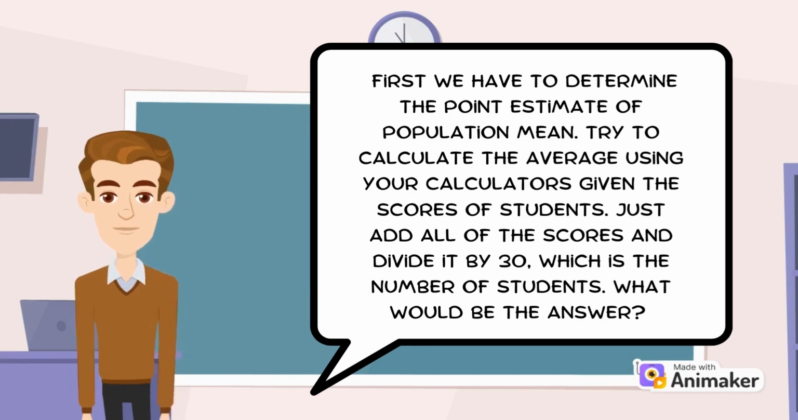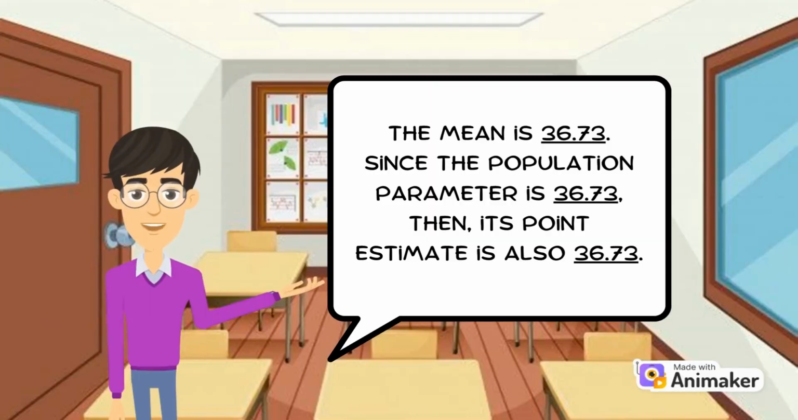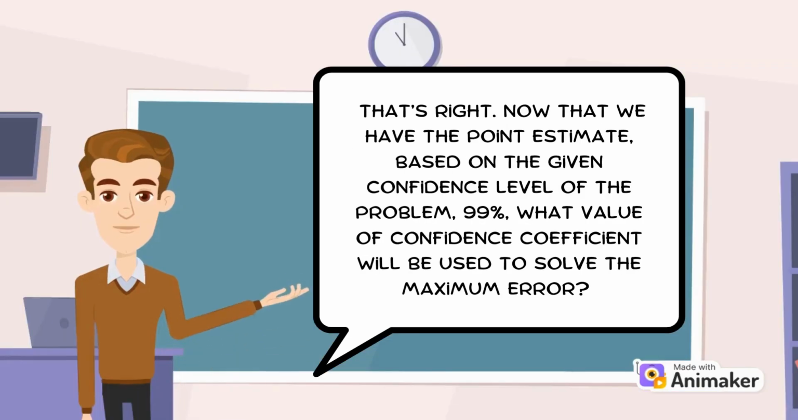First, we have to determine the point estimate of population mean. Try to calculate the average using your calculators given the scores of students. Just add all of the scores and divide it by 30, which is the number of students. What would be the answer? The mean is 36.73. Since the population parameter is 36.73, then its point estimate is also 36.73.